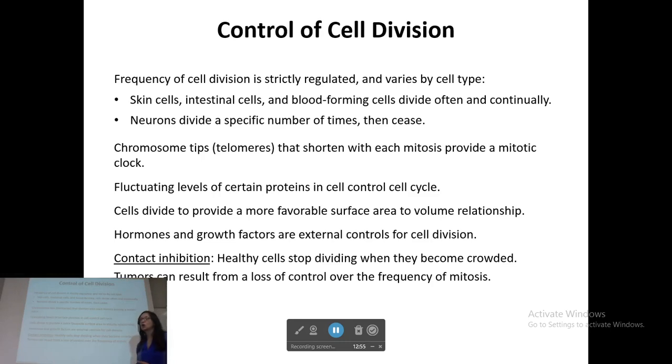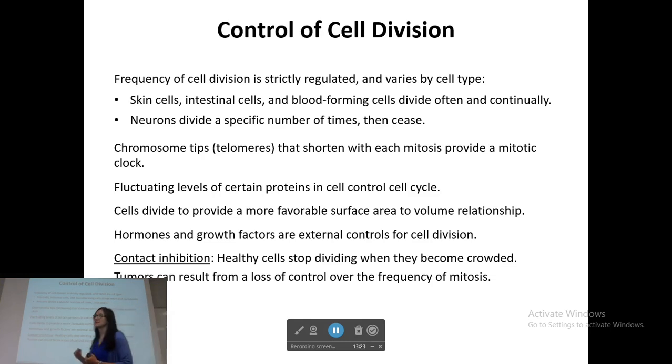Okay, there is control in cell division, and that's important because when cells lose control, that's when they produce cancer. The control allows the cell to divide when needed, but it doesn't just keep dividing and dividing and dividing, right? So that's important. Frequency of cell division is regulated.